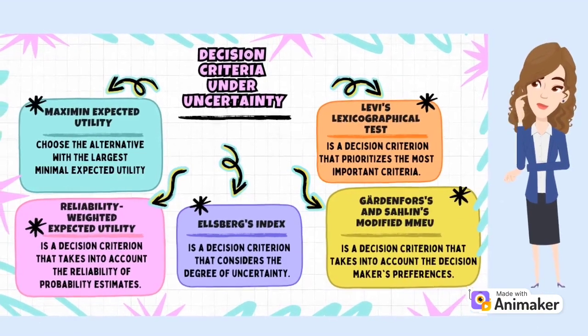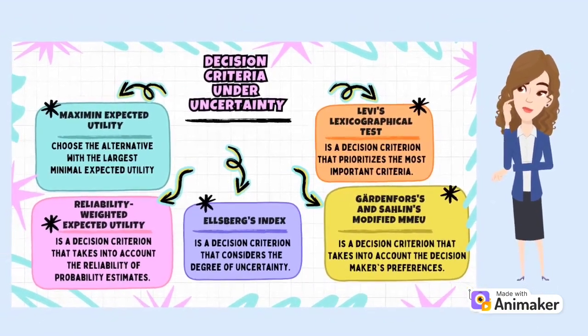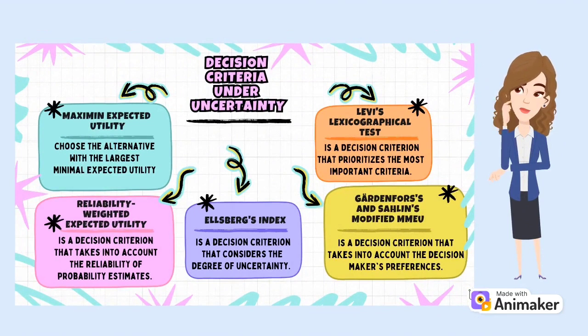Decision criteria under uncertainty. Maximum expected utility is a decision criterion that chooses the alternative with the largest minimal expected utility. Reliability weighted expected utility is a decision criterion that takes into account the reliability of probability estimates. Ellsberg's index is a decision criterion that considers the degree of uncertainty. Levi's lexicographical test is a decision criterion that prioritizes the most important criteria. Gardenfors and Sahlin's modified MMEU is a decision criterion that takes into account the decision maker's preferences.